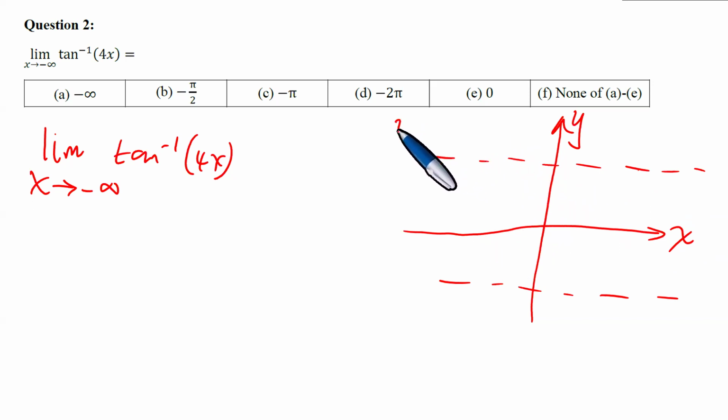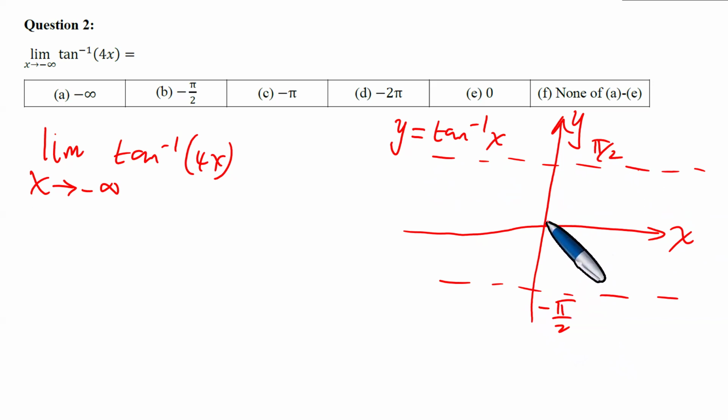Please, we are looking at the graph of arc tangent of x. And looking at the graph of arc tangent of x, this is pi over 2 radians. This is negative pi over 2 radians. And the graph is actually like so. Why? Because the tangent is an odd function.